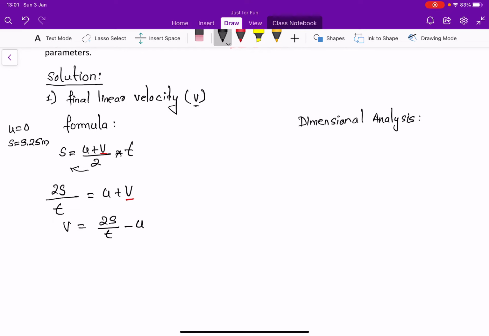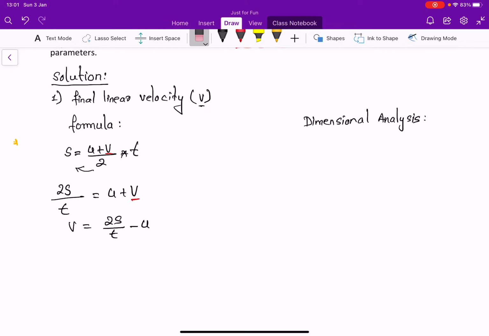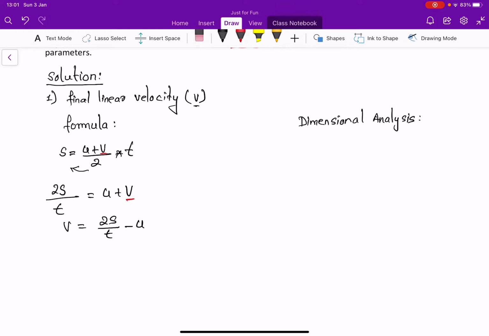And then I'm gonna use a different color here so that you can see this more nicely. All right, so we have u given as 0 meter per second, s is given as 3.25 meter, and time is given as 4 seconds. And then we need to find the final velocity in this example.